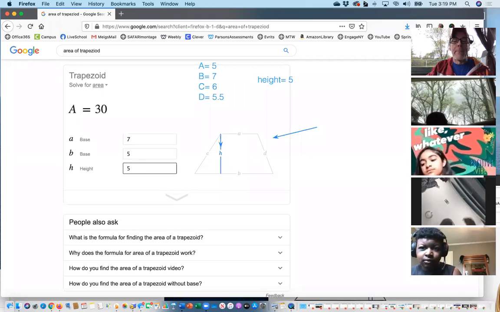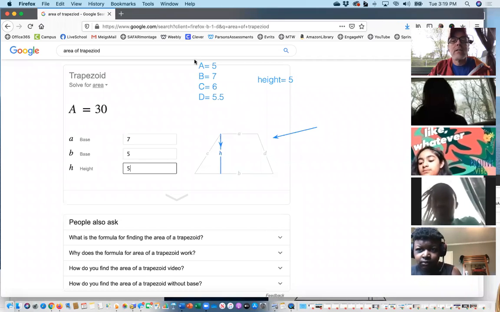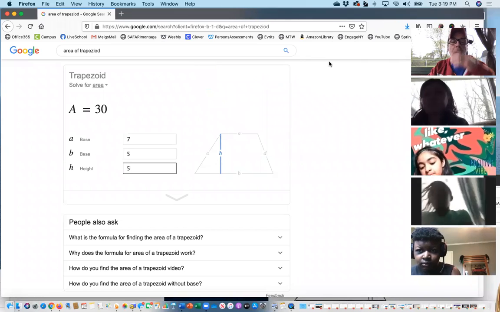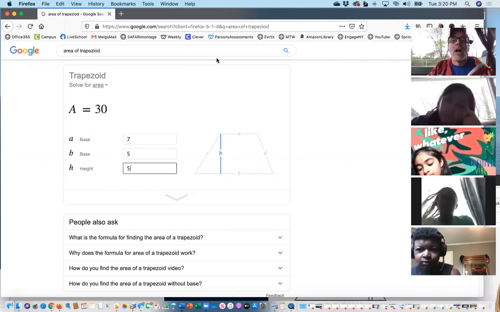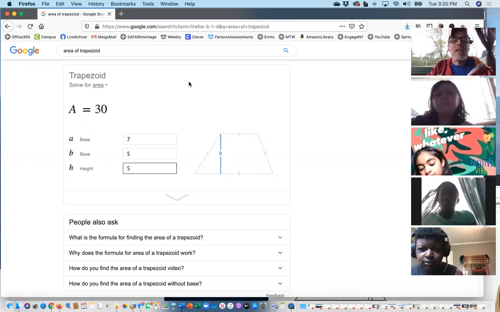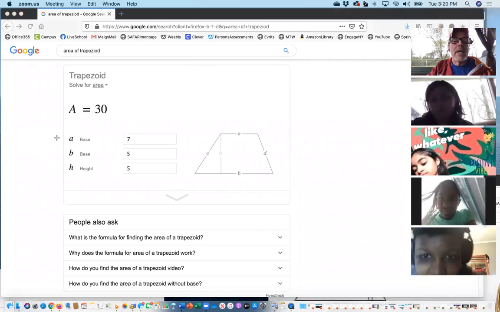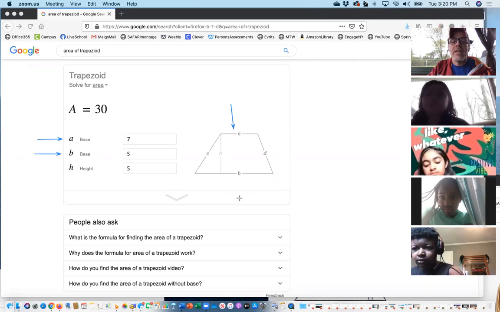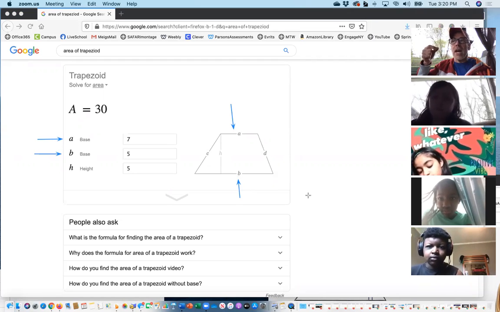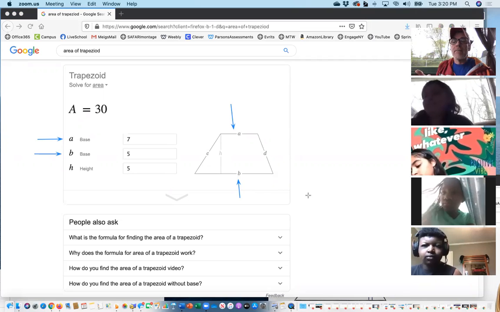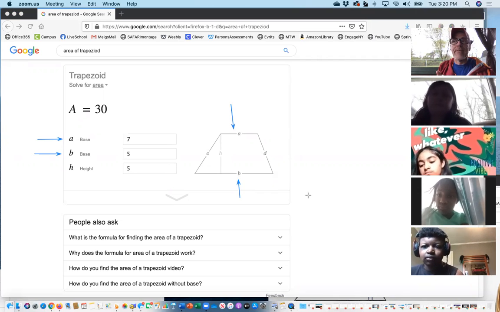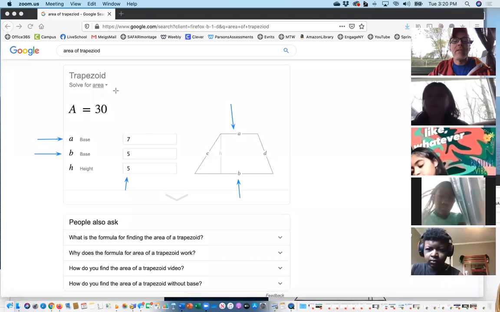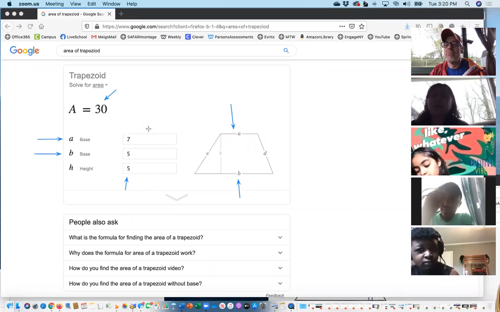Okay, so here's what happened, all right? The first base, which is the top one, is this, correct? The second base is this. Put those together, that's equal to 12, right? Half of 12, what's half of 12? 6. And then 6 times 5 is 30. That's all you do.